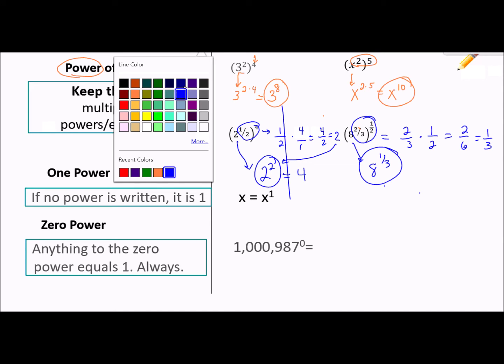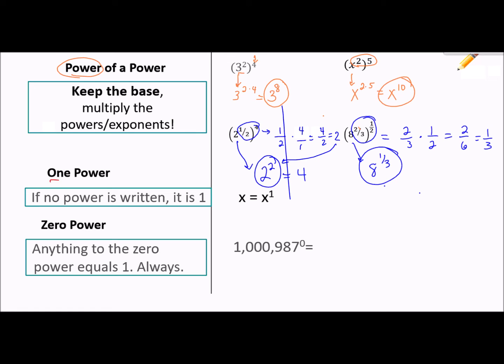Okay, next properties are the 1 power. We already just talked about this one. If there's no power written, you assume it to be a 1. The 0 power, anything raised to the 0 power is just equal to 1. Whatever the base is, that thing raised to 0 equals 1.